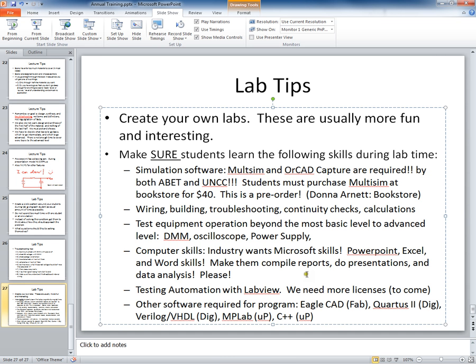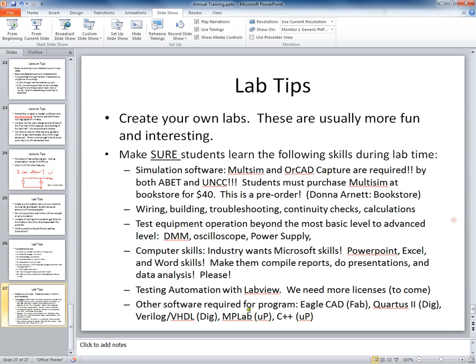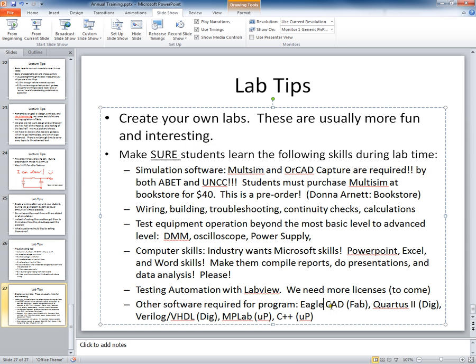So all this software is for the DC/AC classes, basic. But for the other classes: EagleCAD, fabrication; Quartus II is for the digital class, Verilog, VHDL is for the digital class; MPLAB is for the microprocessors, possibly Arduino, C++ is microprocessors. And that's all I can think of right now, but of course you have ladder logic for the PLCs, Allen Bradley, Siemens, whatever software we decide to use on that end of it.